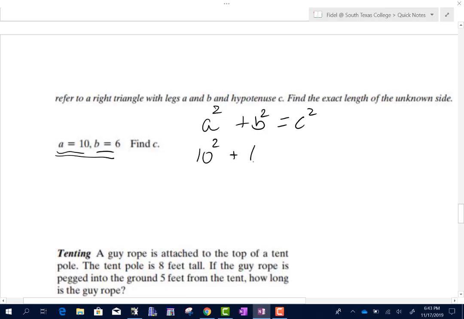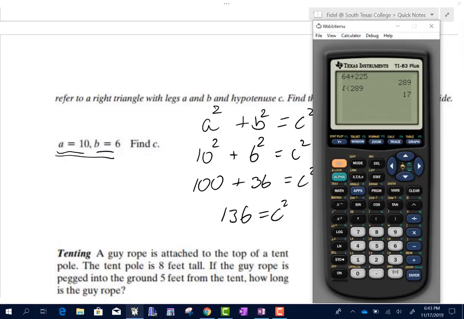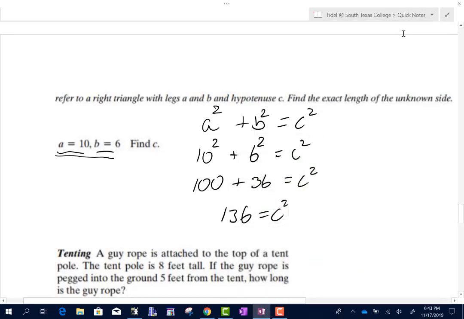So 10 squared plus 6 squared equals C squared. So that's 100, I know that, 10 times 10 is 100. 6 times 6 we said was 36 equals C squared. So 136 equals C squared. Let's double check. Is that going to be a nice pretty number? I don't know. So let me go like this. Square root of 136. Nope, not a pretty number. Okay, that's all right. So let's write it out here.